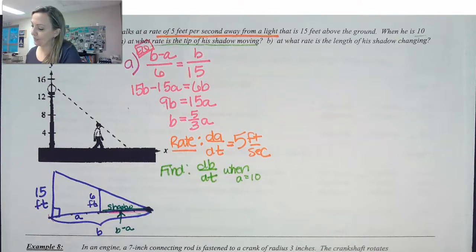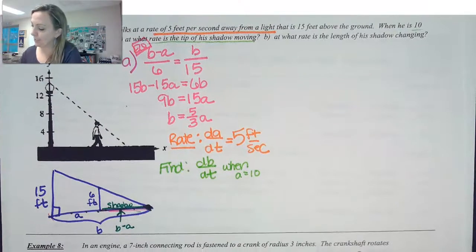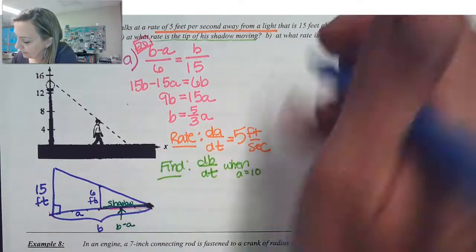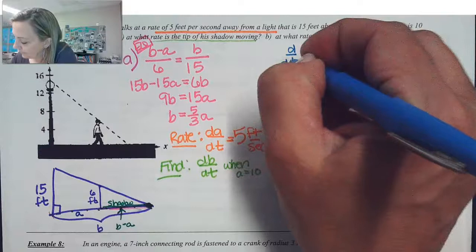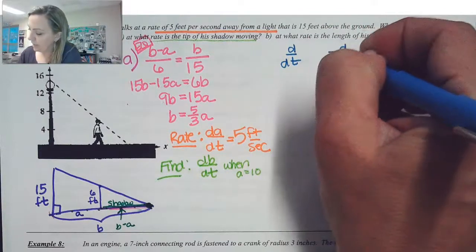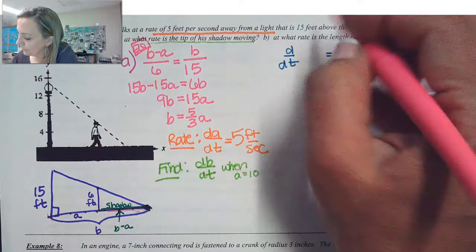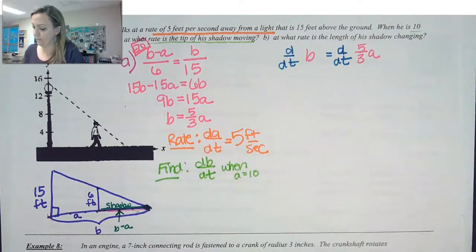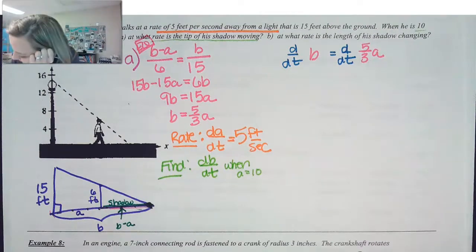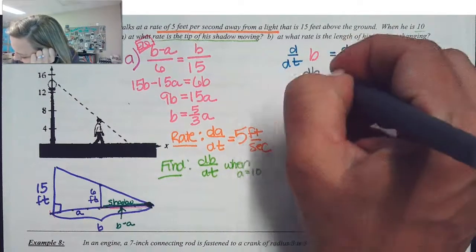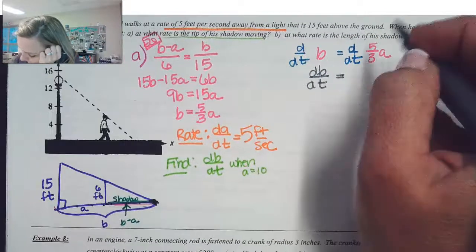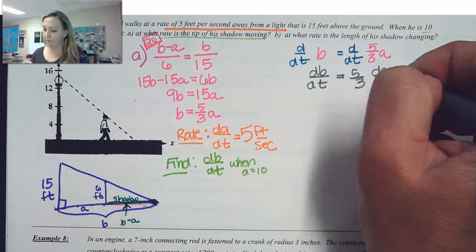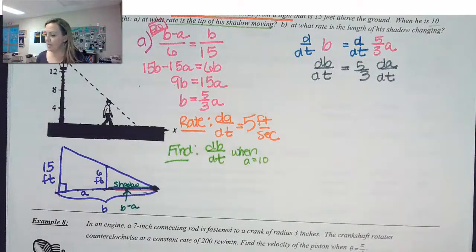So let's differentiate that. So here's all of our information in step one. Let's come over here and differentiate this equation. Let's take the derivative of B equals 5/3 A with respect to t. So I can see that gives me that dB/dt equals 5/3 times dA/dt. Okay, that's step two, good.